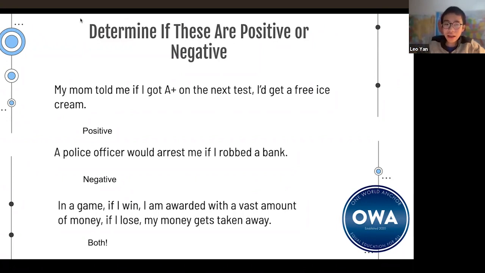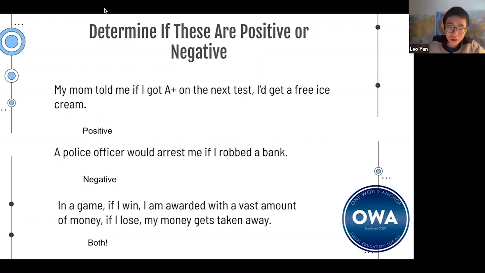So if you look at the earlier examples, right? For the first one, if I got an 8+ on the next test, I get a free ice cream. Well, this is clearly positive because it's talking about what would happen if I behaved in some way. And the thing that would happen was positive, was something that I would want. And for the second one, it's the opposite. But for this one, it's not really that clear because it contains both a positive part and also a negative part. Therefore, it's both.